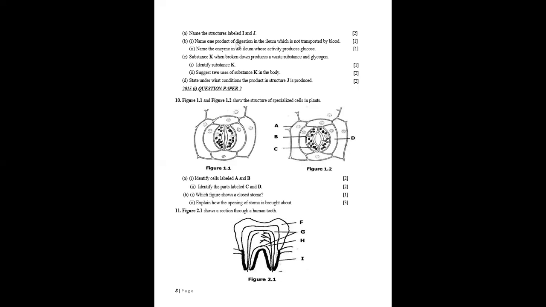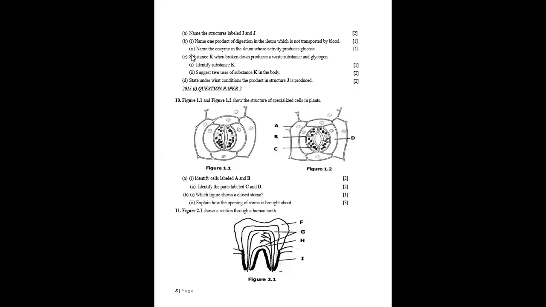B1. Name one product of digestion in the ileum which is not transported by blood. It is fatty acid and glycerol. Name the enzyme in the ileum whose activity produces glucose. It's maltase and lactase. All right.